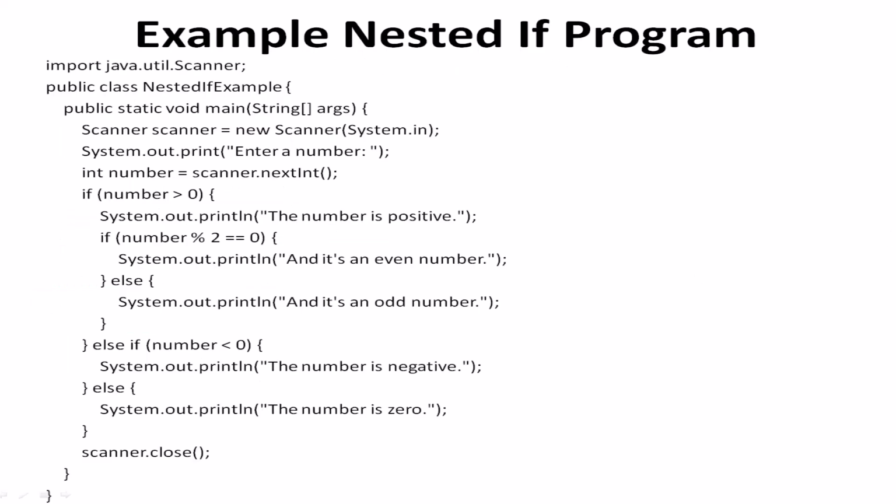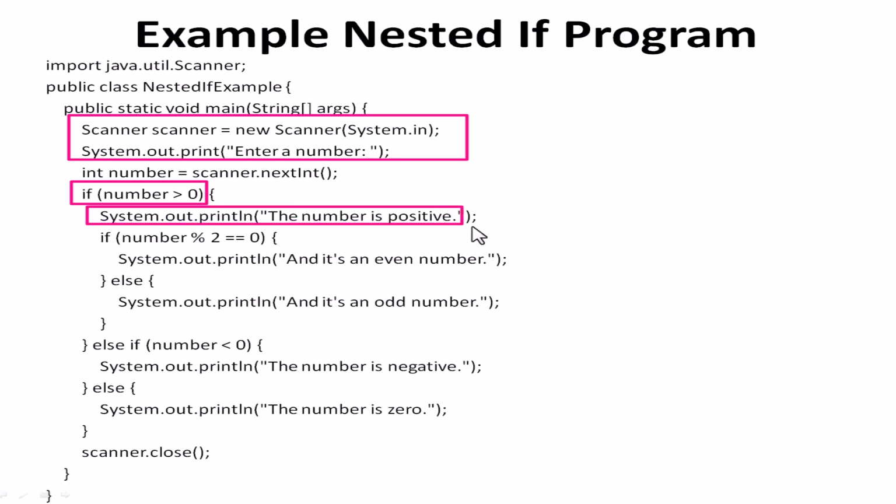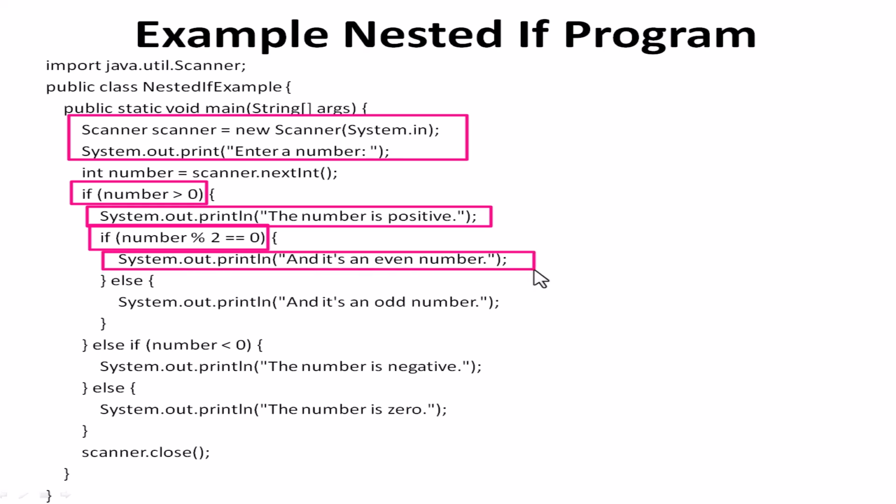Nested if program. Here you have a nested if program. In a similar manner, you are going to ask the user to enter a number. If the number is greater than 0, it is going to print that the number is a positive number. Then it will check whether the number modulo 2 is equal to 0. If it is equal to 0, it is going to print that it is an even number. Else it is going to print an odd number.